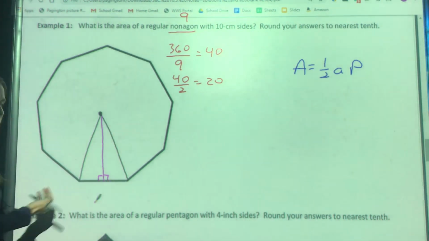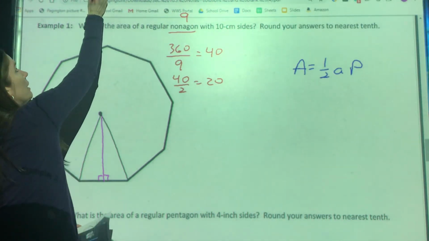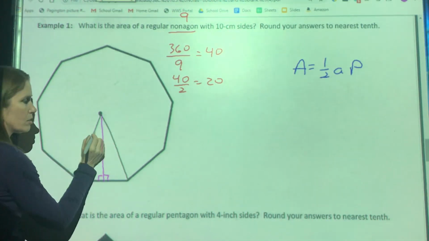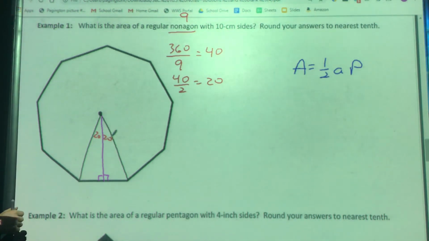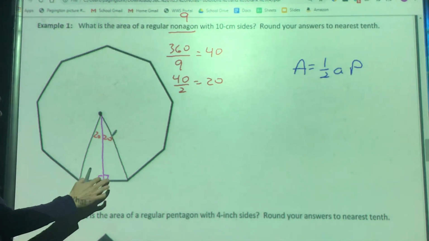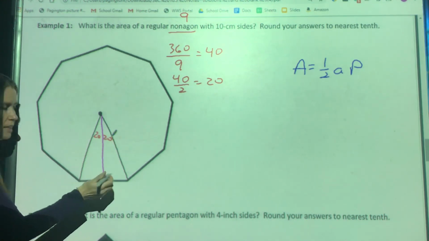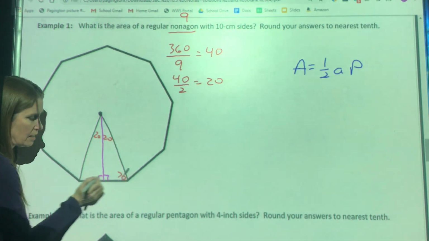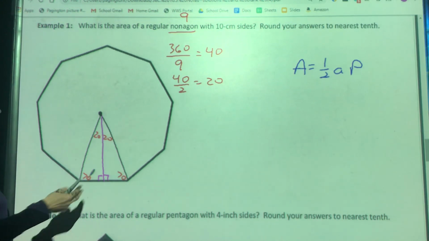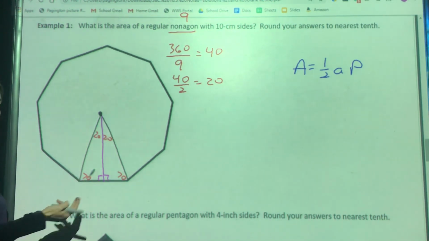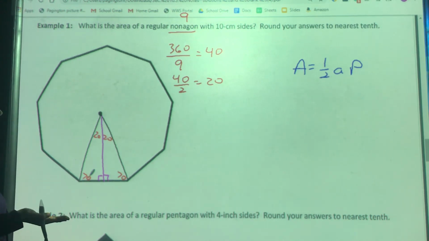Again, the apothem forms a right angle with the side, and I now found that these two little angles are both 20. Okay, and this is 90, that's 20. If you want to go ahead and put 70 in here, feel free to do that. You don't have to do that. I know that I cannot use 30-60-90 or 45-45-90 here because this is not a 30-60-90 triangle or a 45-45-90 triangle, and that's why I have to use the trig, okay?